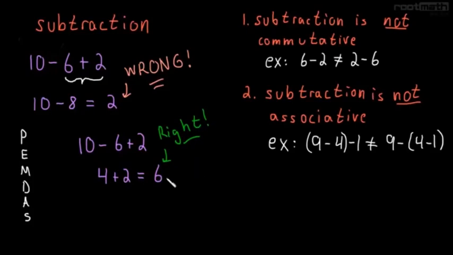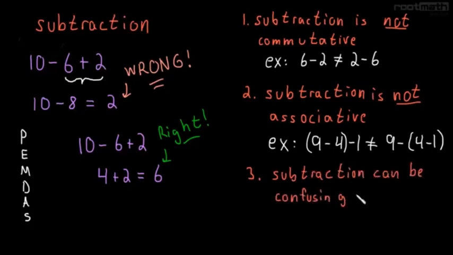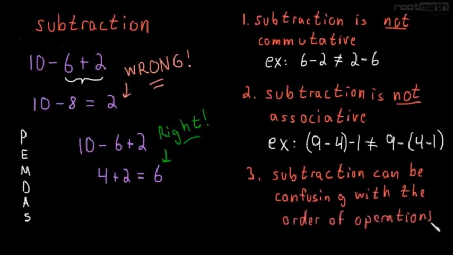So the third reason subtraction isn't that great is because subtraction can be confusing with the order of operations if we're not careful. And our example for this one is 10 minus 6 plus 2.